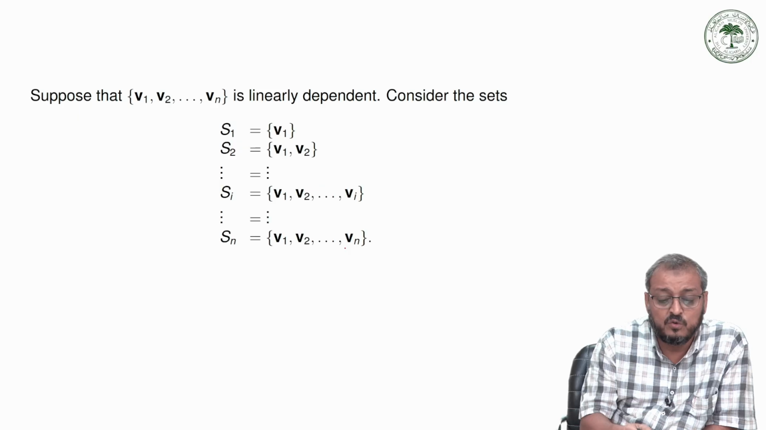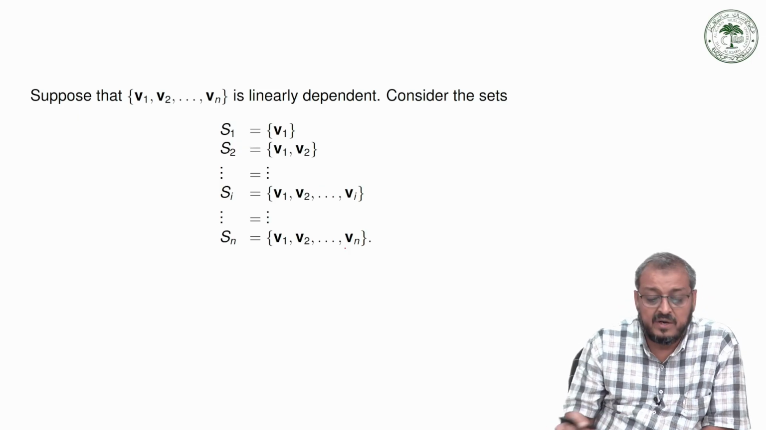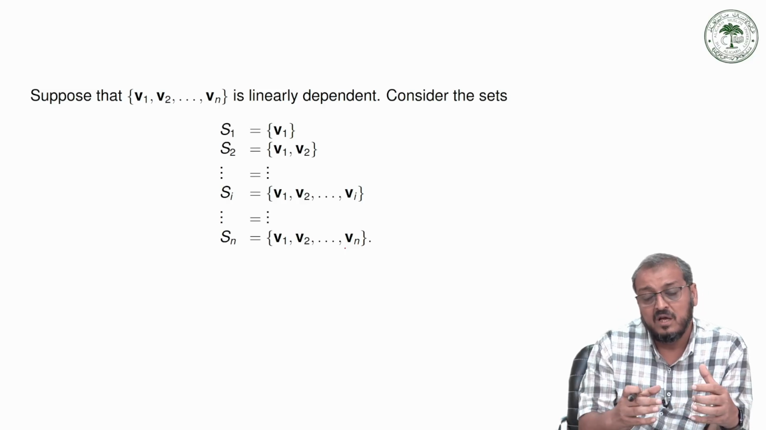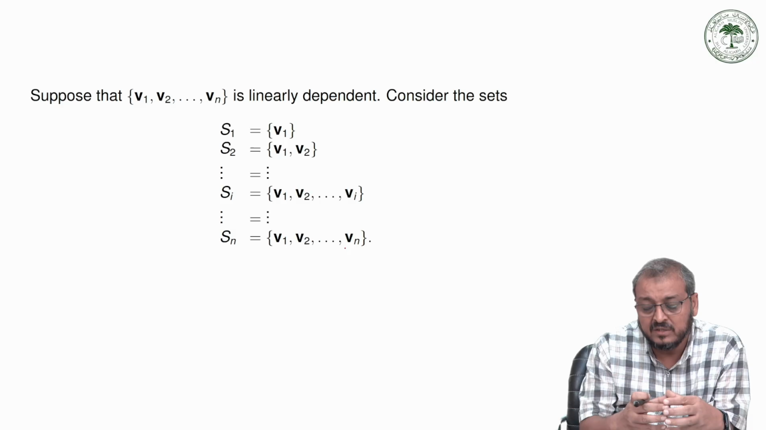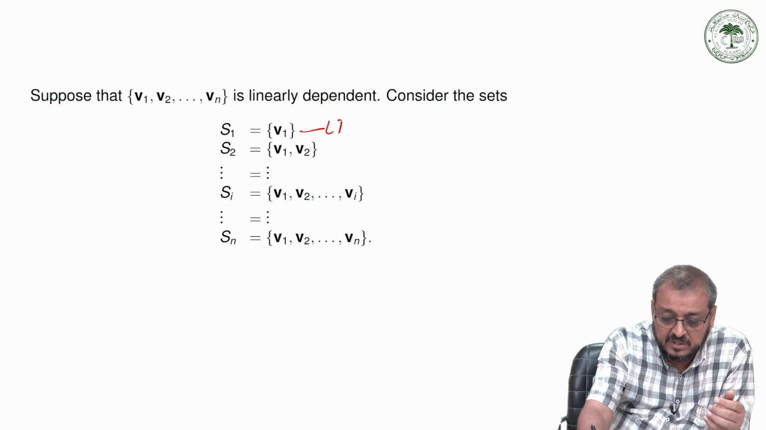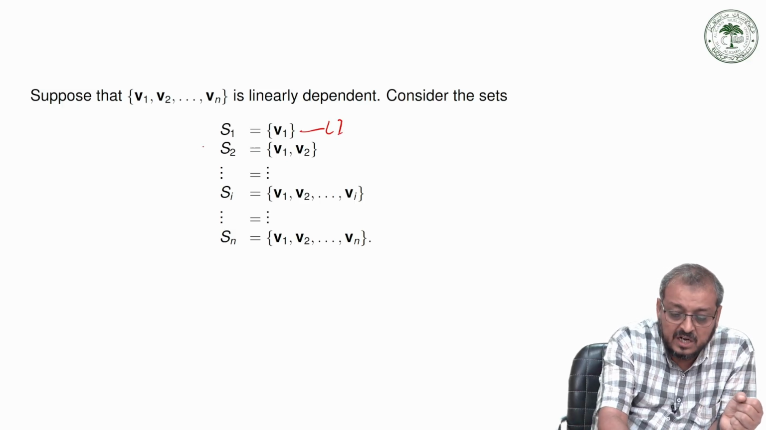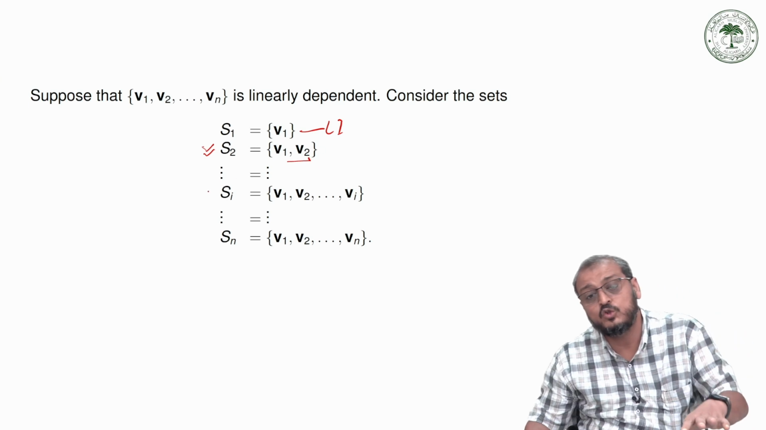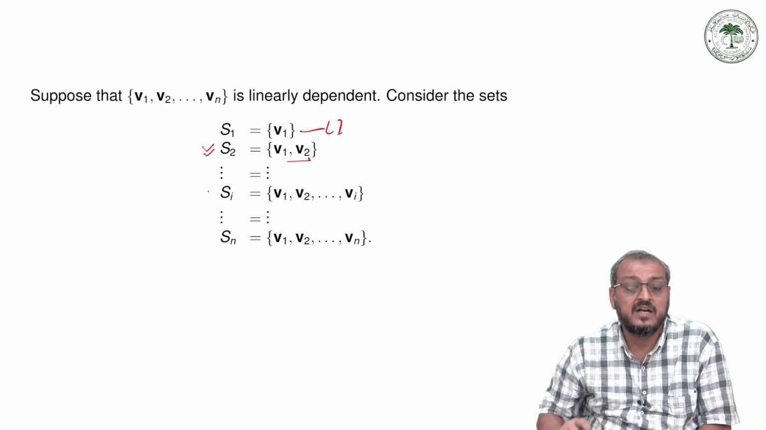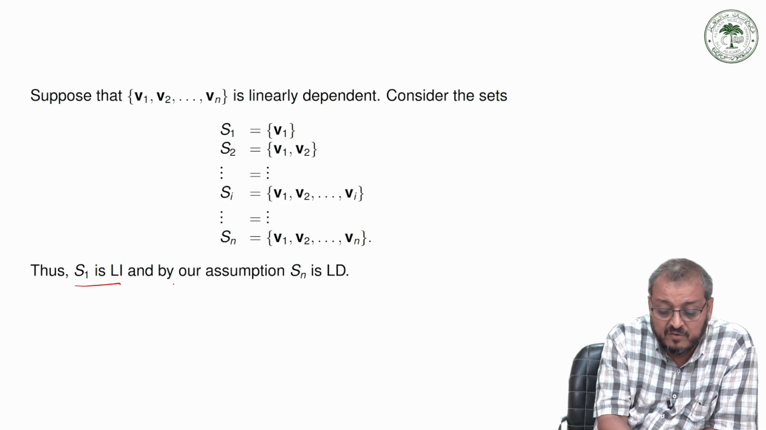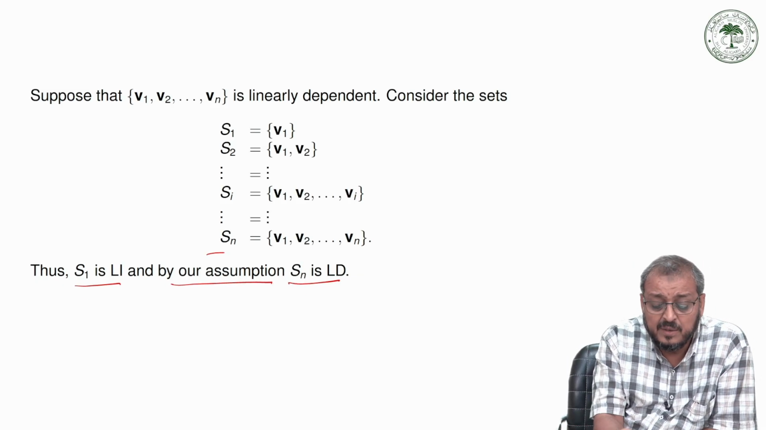Now our objective is to find the first linearly dependent set. If a set is linearly independent, that is not a problem. Now we move to the next one. If this is a linearly dependent set, this means V1 can be written as a scalar multiple of V2. So we are choosing the first linearly dependent set among S1, S2, up to Sn. S1 is linearly independent by our assumption, and Sn is linearly dependent, which is also given.